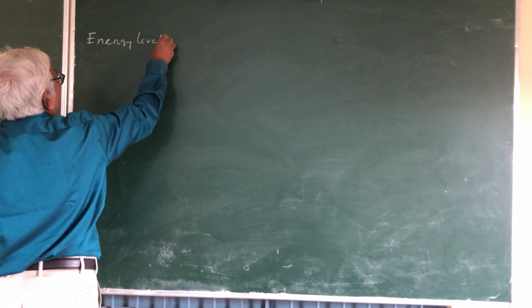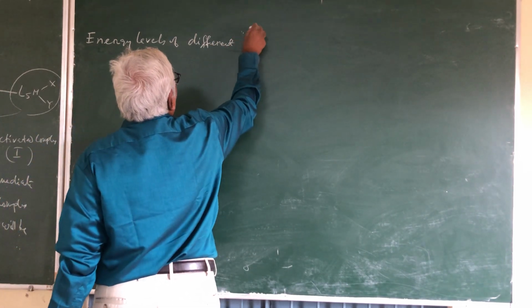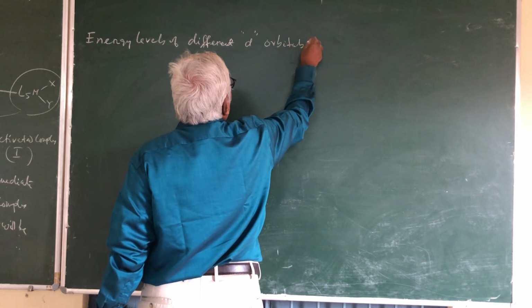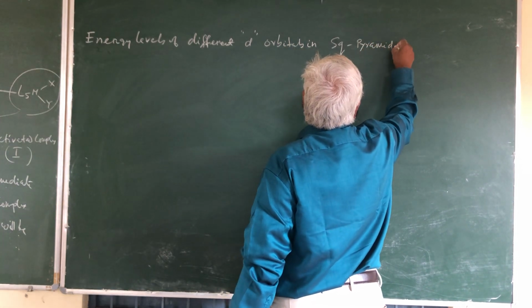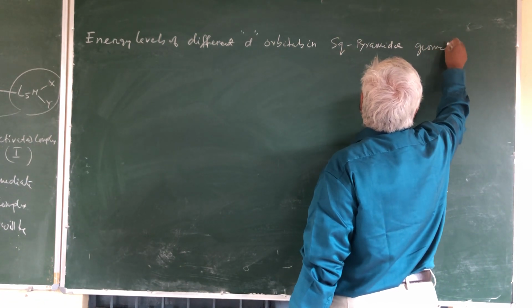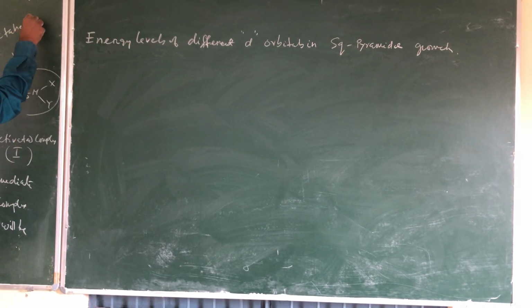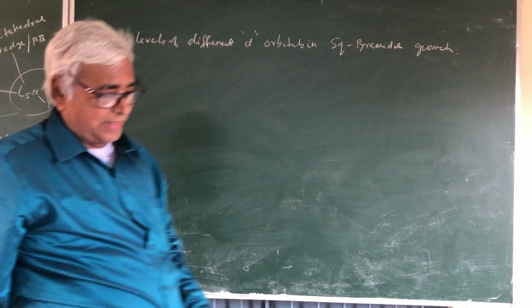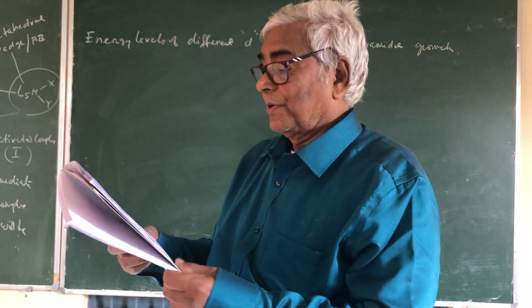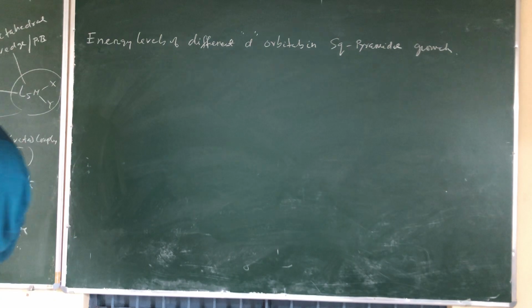Energy levels of different d orbitals in square pyramidal geometry. So here two structures are possible. One is octahedral wedge or pentagonal bipyramidal structure. Octahedral wedge is also called distorted octahedral.